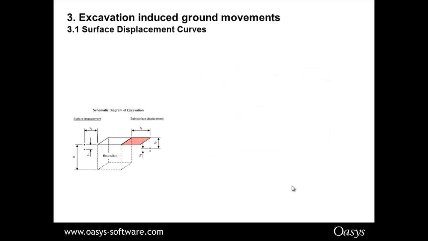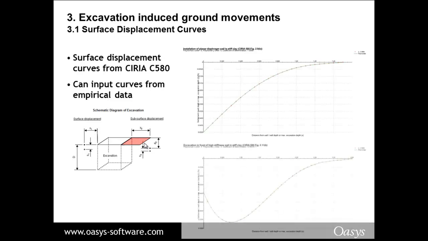For excavation-induced ground movements, there are two different types of ground movements that we can consider. One is at the surface. So you've got this excavation here, which is this cube shown here. And this red rectangle is the surface displacements, the displacements radiating out from the excavation. So for example, CIRIA C580 published a number of curves for stiff clay, effectively London clay, and those are the surface displacement curves there.